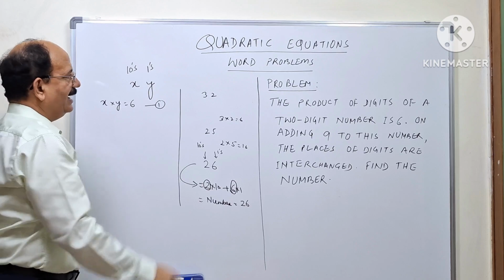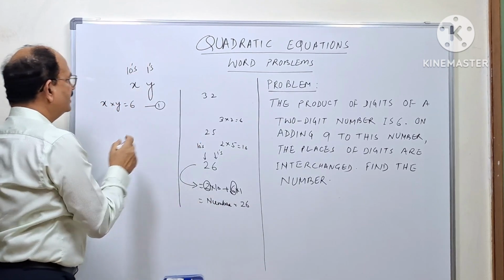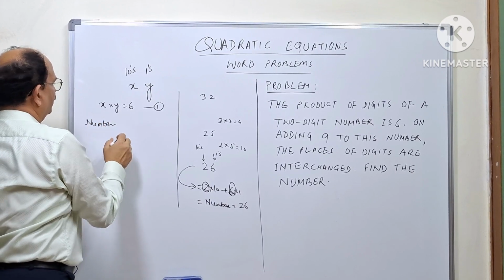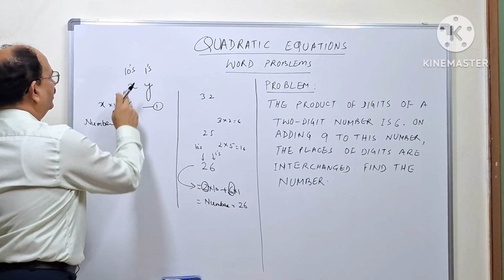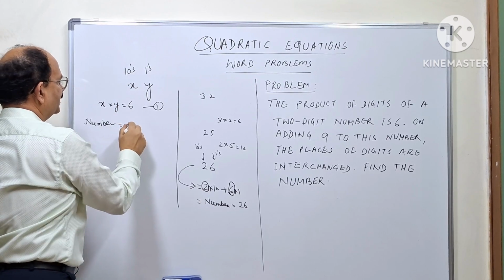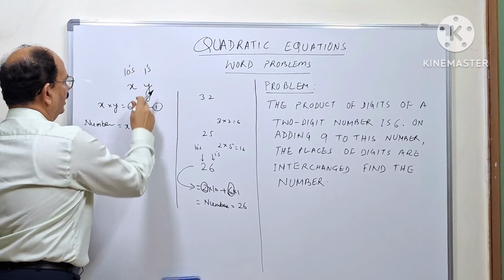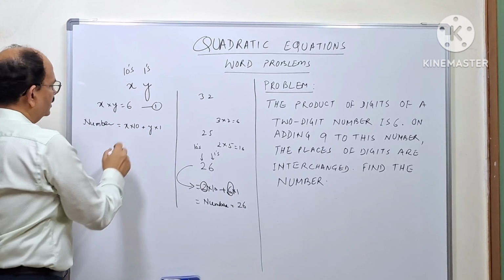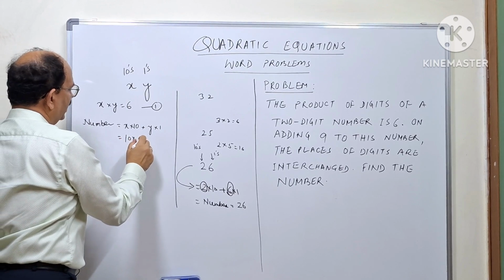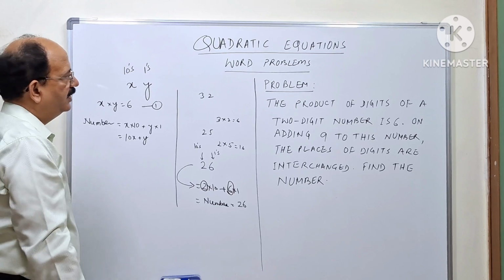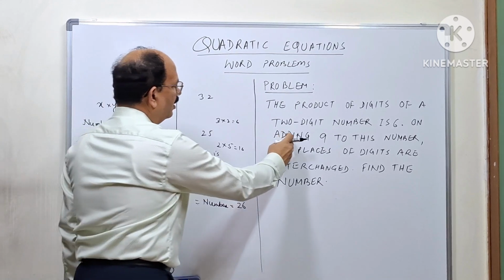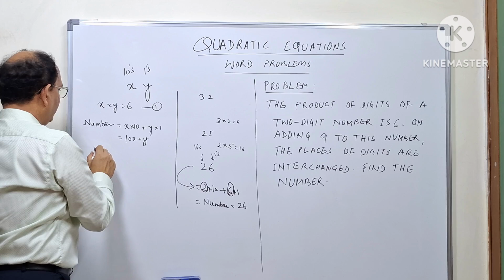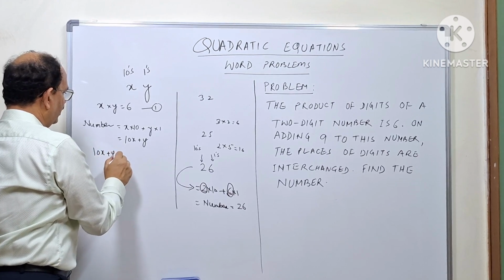Then it says, on adding 9 to this number. As I had explained, we take the digit at tens place and multiply by 10, and the digit at ones place and multiply by 1. So the number is 10x plus y. If I add 9 to this number, it is 10x plus y plus 9.